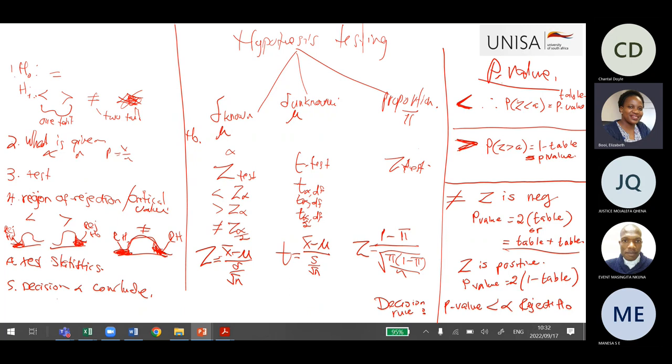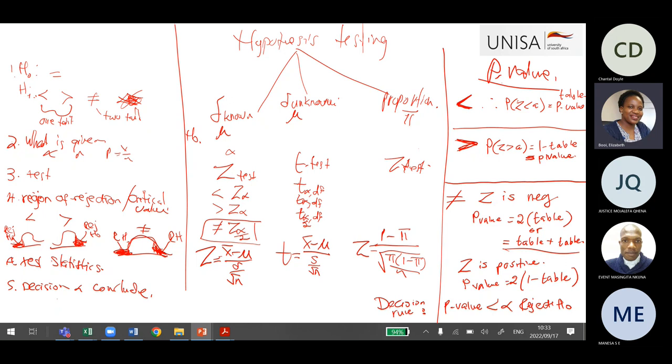How do you get the region of rejection? Is it a one-tailed test or is it a two-tailed test? Do I need to say alpha divided by two? Those things are very, very important, especially when you do your critical value. You need to know and be able to look at that. So for Z, the critical value, when it's alpha divided by 2, you already know all those things. It's 1.96. It's 1.645. But for Z alpha, it's totally different.